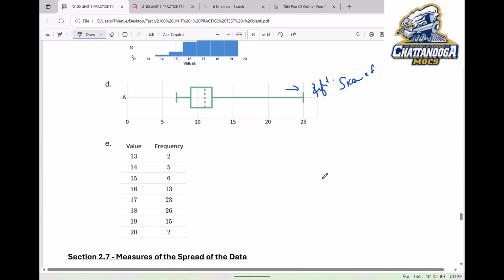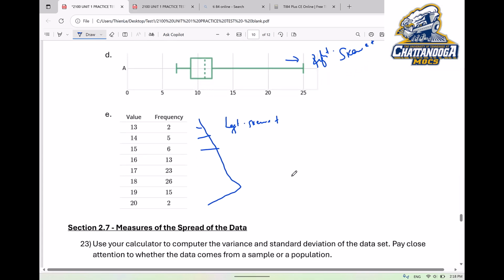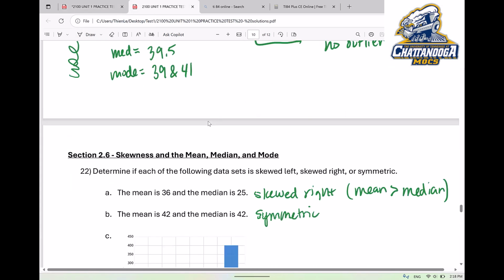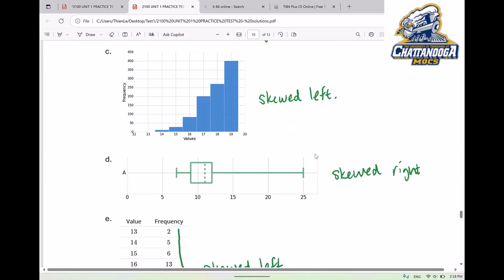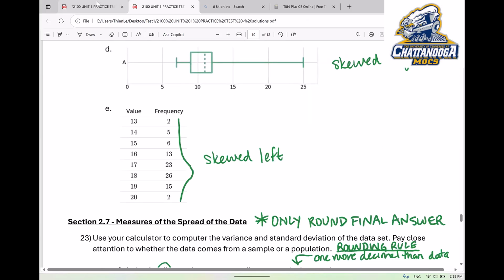And you can also look at the frequency. Basically, if you draw it like this, and the heights here are 5, 2, 6, and you connect it, you get this kind of shape. So it is left skew. So 26 is the tallest bar. So let's check. Skew right, mean greater than median. Symmetric, skew left, skew right, and skew left. Good.